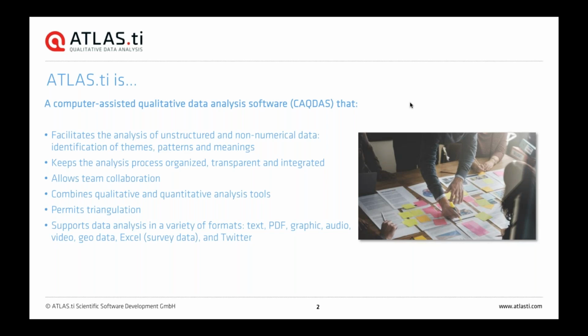In addition to this, we can use ATLAS.ti for teamwork. We can combine qualitative and quantitative analyses, carry out triangulation, and of course, we can analyze a great variety of types of data. So we can analyze textual data, such as interview transcriptions, or academic articles. Of course, ATLAS.ti is also a great tool for the literature review. But apart from text, we can also analyze images, audio recordings, videos, geodata, survey data from Excel, the tweets from Twitter. We can import bibliographic references from different reference manager softwares. So all these different types of data can be added to the same project so that you can analyze the overarching patterns and trends.